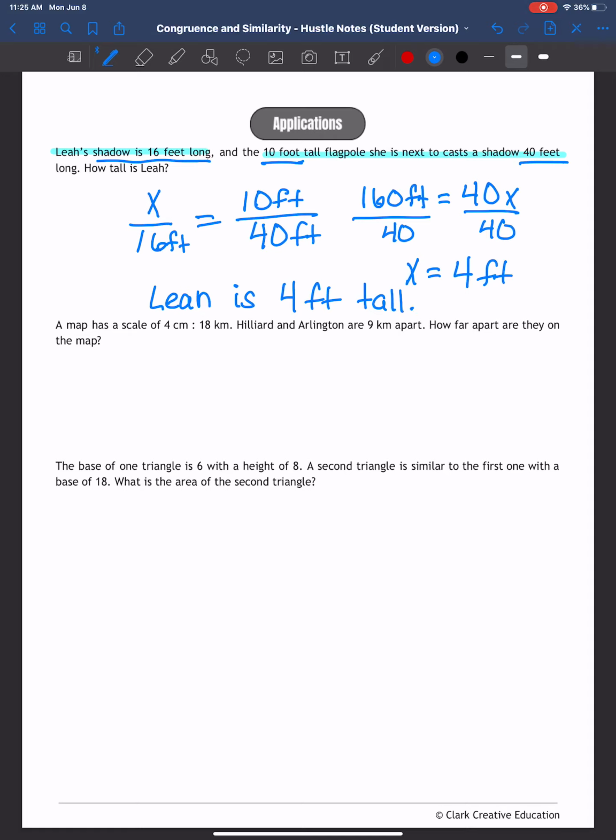A map has a scale of 4 centimeters to 18 kilometers. Hillard and Arlington are 9 kilometers apart. How far apart are they on the map? Well, again, they give you the information you need. So right here, that's your scale factor, right? So 4 centimeters to 18 kilometers. Make sure you're looking at whatever unit it is using. Those need to be in the same place. X over 9 kilometers.